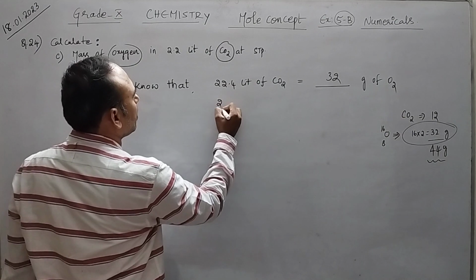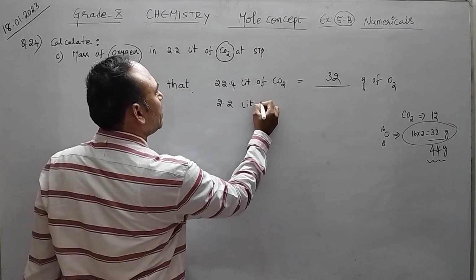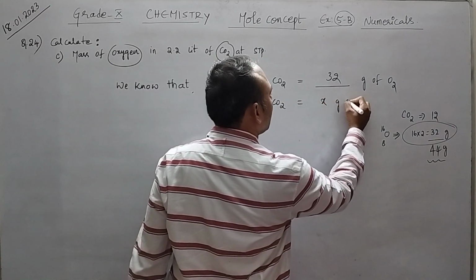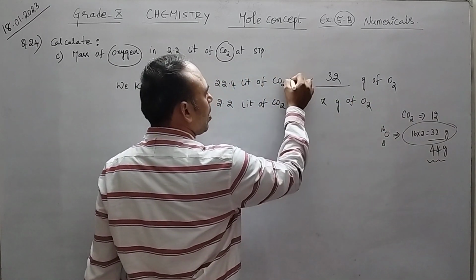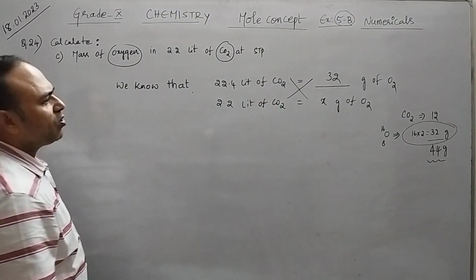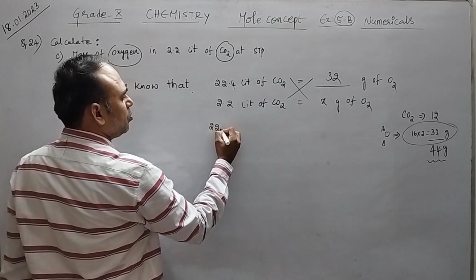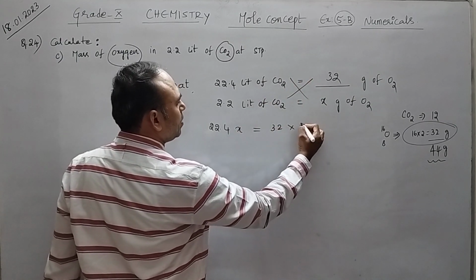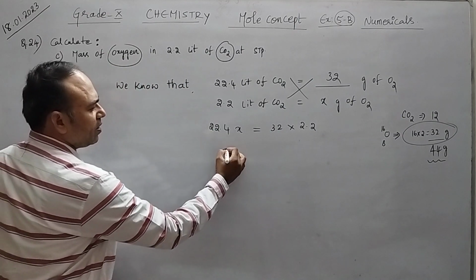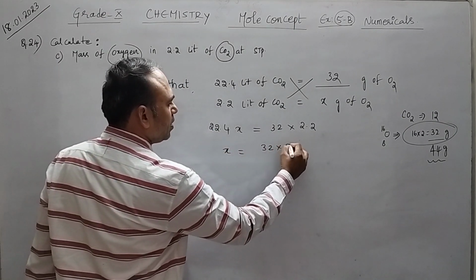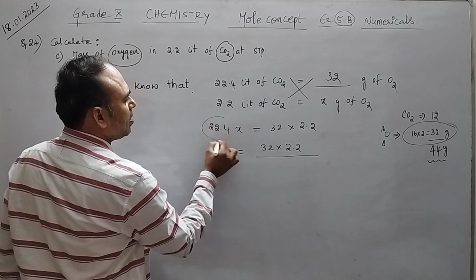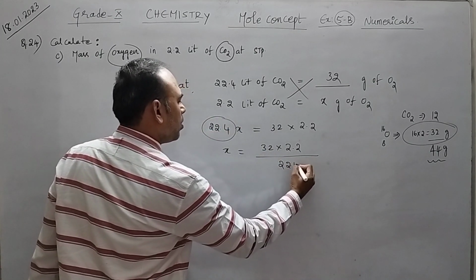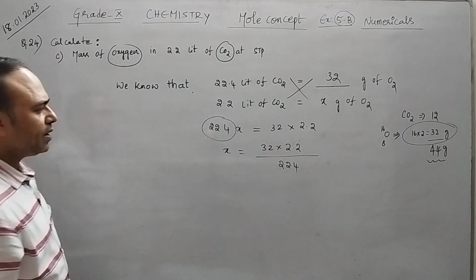Now if you take only 2.2 liters of CO2, then what will be the mass? We can write it as X grams of oxygen. Now cross multiply this, what we get? 22.4x is equal to 32 into 2.2. Therefore x is equal to 32 into 2.2 divided by 22.4. So you can calculate this.